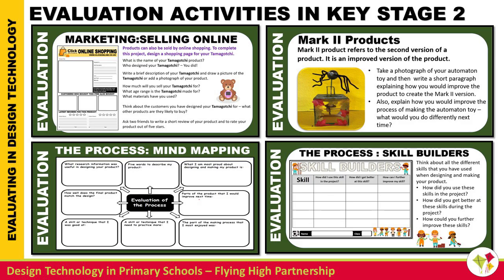Having successfully evaluated their product and identified ways in which it might be improved, children could undertake an evaluation activity where they design the Mark II version of their product. This could be achieved through labelling and annotating an existing image of their product, explaining how it could be improved, or this could be done by asking the children to redesign their product to include all the new improvements that they have designed.